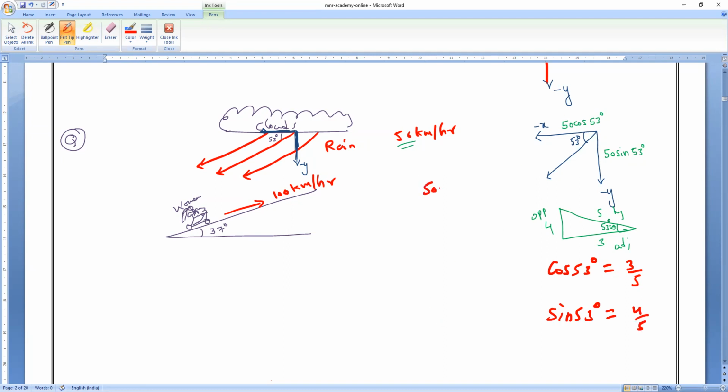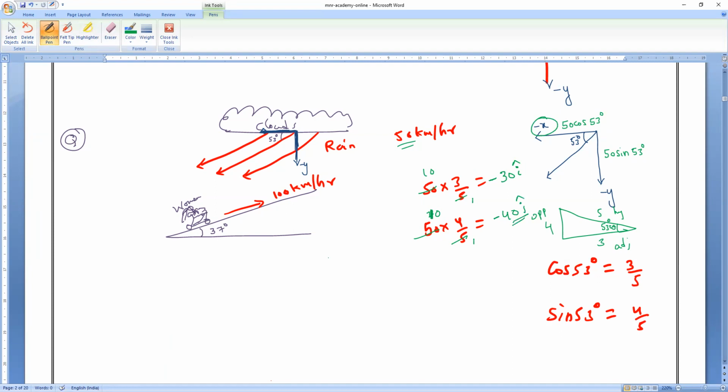So 50 into 3 by 5, which is equal to, next, sorry, 50 into minus 4 by 5. Everybody verify it. 5 ones are 5, 5 tens are 50, which is equal to 30. Minus 30, because it is acting along minus x. So minus 30 i cap. Next, j cap: 5 ones are 5, 5 tens are 40. Minus 40 j cap.